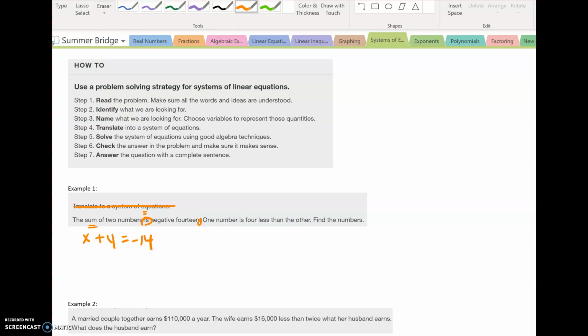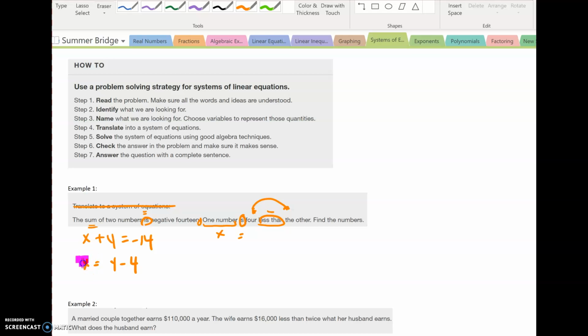My second equation says one of these numbers, and I'm just going to call that x, is, meaning equals, and I have 4 less than, which means that's negative, and whatever comes in front has to be switched to what comes after the equal. So my second equation is going to be x is equal to y minus 4.